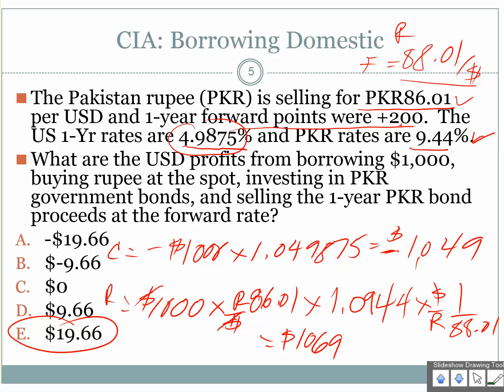So let's look at this again. I'm going to borrow $1,000 at 4.9 and pay back $1,049. I then take my $1,000, I buy rupees in the spot market, I invest the rupees at 9.44, then I convert the rupees back to dollars at the forward price of 88.01, and I lock in a profit of about $20.